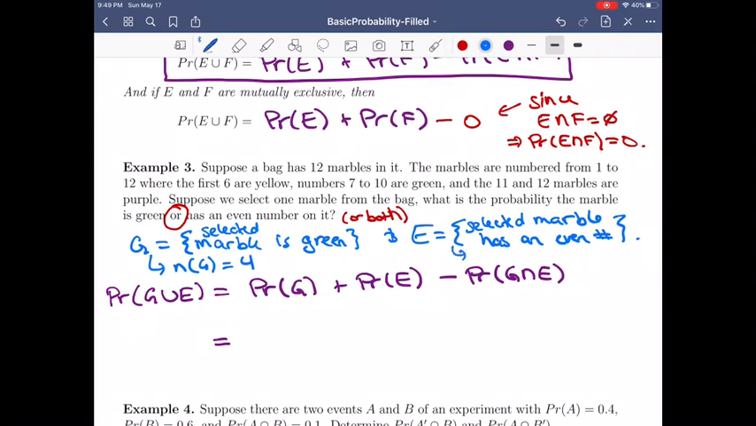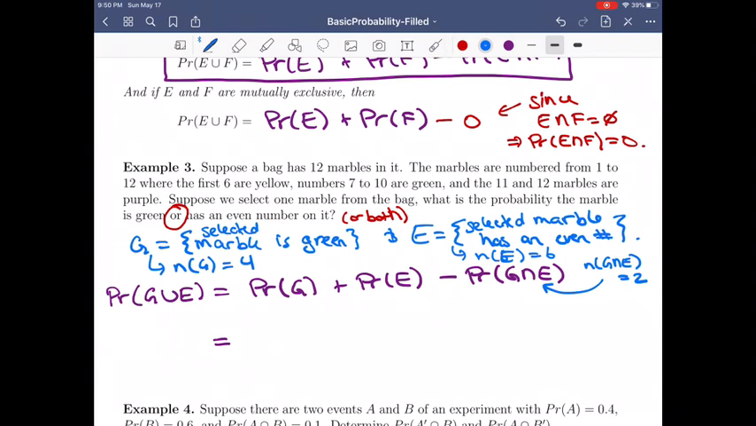There's going to be 6 of them that are even. So the number in E is 6. And the number in G intersect E, so how many of the green marbles are even? It's going to be the numbers 8 and 10. So there's going to be 2 of those.